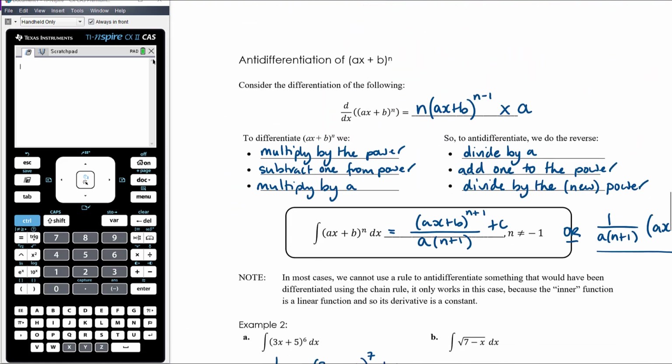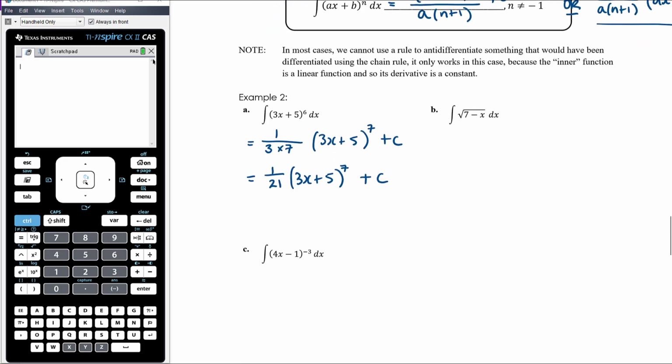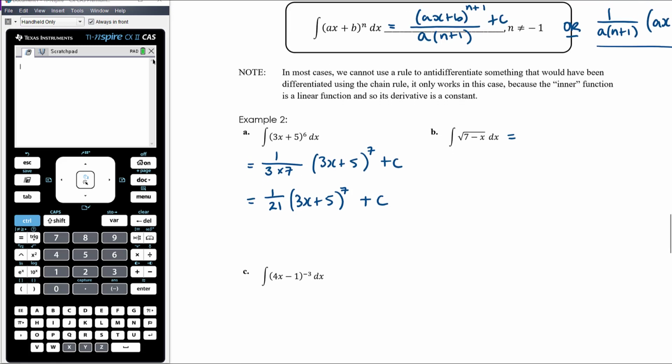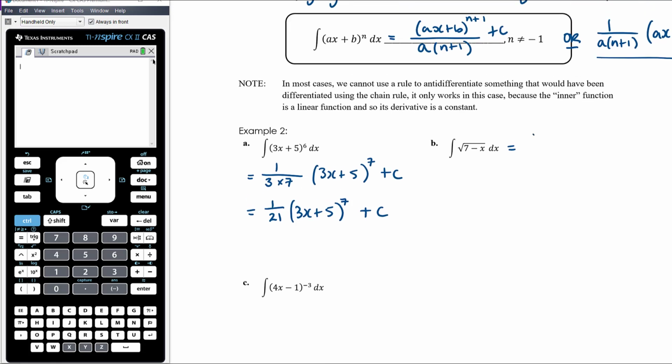Okay, let's have a look at some other examples. So integral of square root of 7 minus x. So again, thinking about how this is of the same format as this. So we know square root is a power of a half. And it might help you to think about it as being negative x plus 7, if that helps you to see it in the same order as the ax plus b. So we've got all that to the power of half.